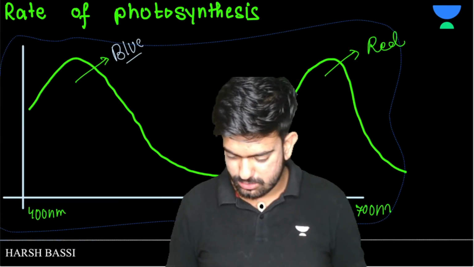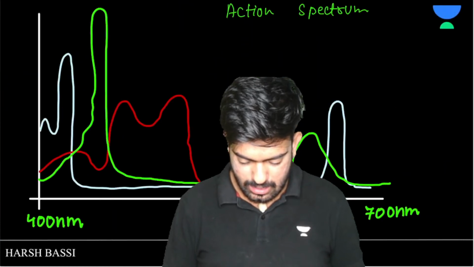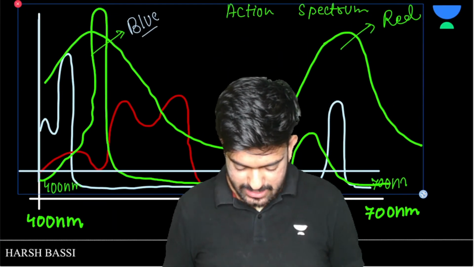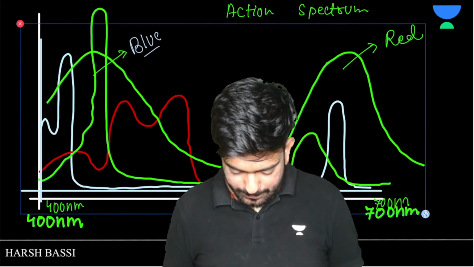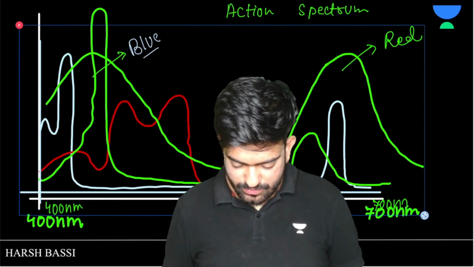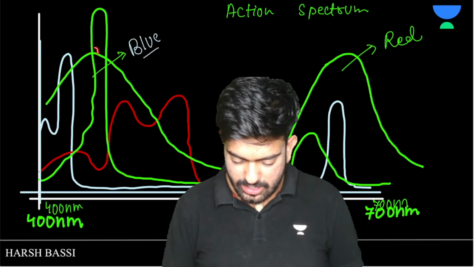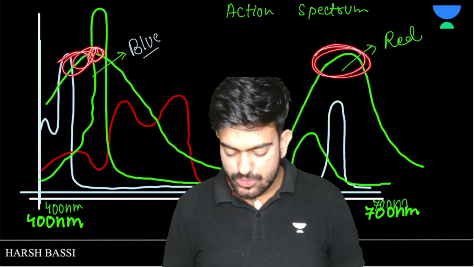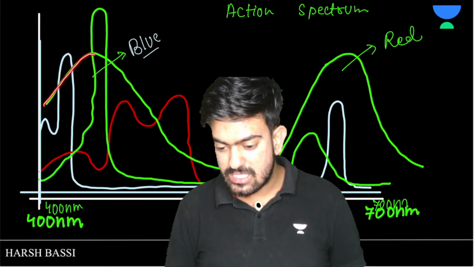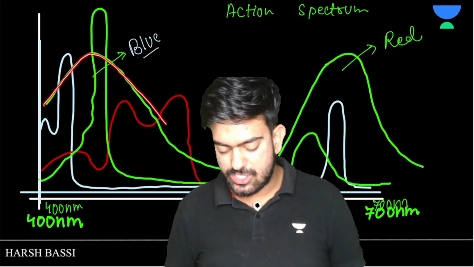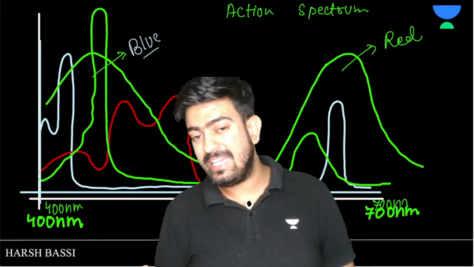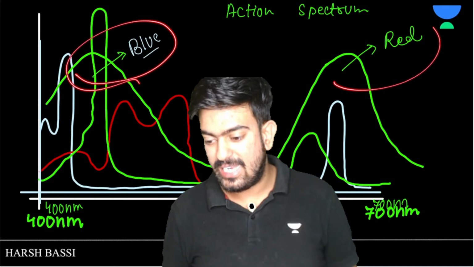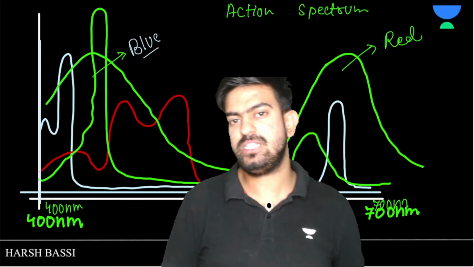Where is it going? Be here. Now let's paste it. If I overlap this graph, can you see that we are getting peaks here only? Here was one peak, in this region, and this region was another peak. That means photosynthesis is happening more in the regions where the blue and red light are absorbed more. So in the presence of blue light and red light, maximum photosynthesis takes place.